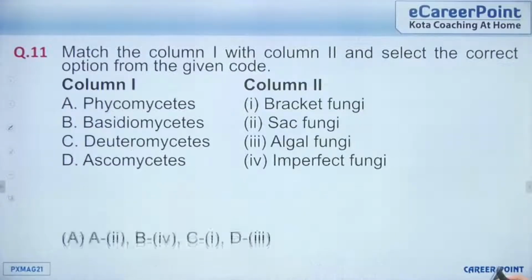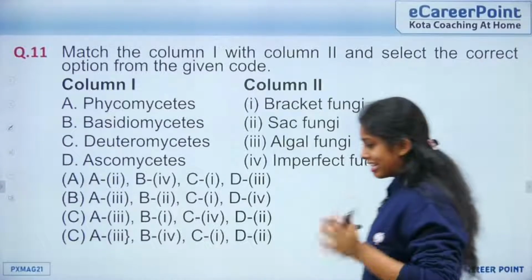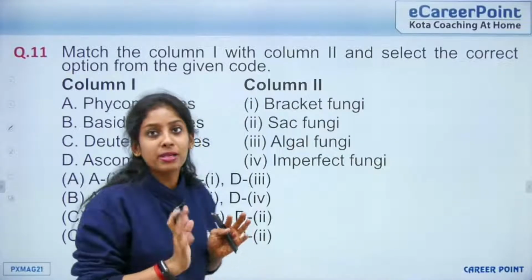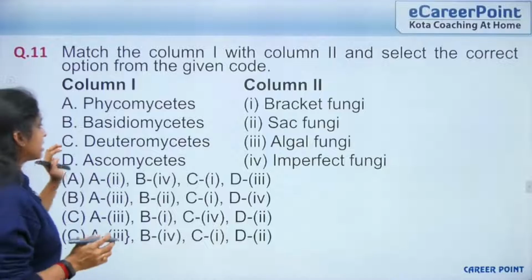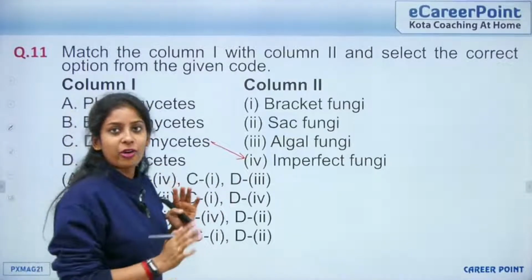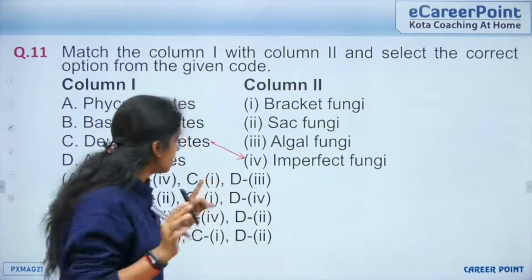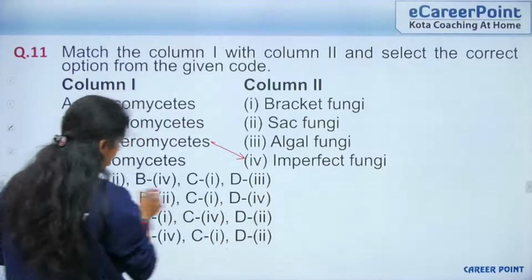So you have to do the match the following. Even if we are not very clear about which example comes under whom, the simplest method is Deuteromycetes. Deuteromycetes are imperfect fungi that all of us know. It's very easy to remember because they do not reproduce by the sexual way, right? So D4, where is it?